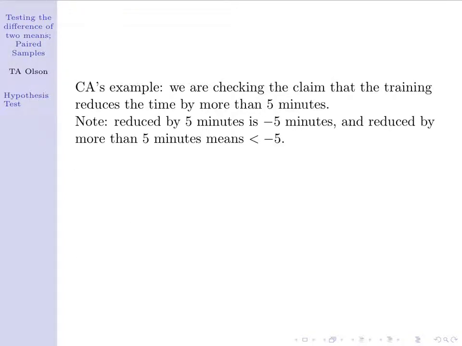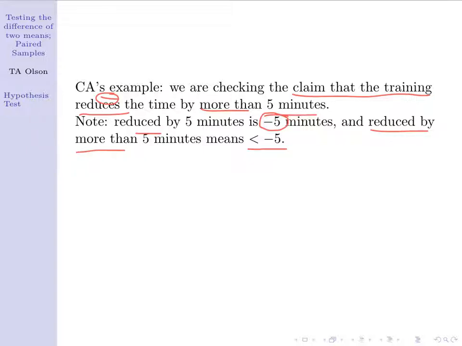Right? In the example, we're checking this claim that the training reduces time, right, that's negative, by more than 5 minutes. Okay? So if it reduced it by 5 minutes, then our difference would be -5. And reducing by more than 5 minutes means that the difference is going to be more negative than -5, right? -6, -7, -8. So that's going to be less than -5 minutes.